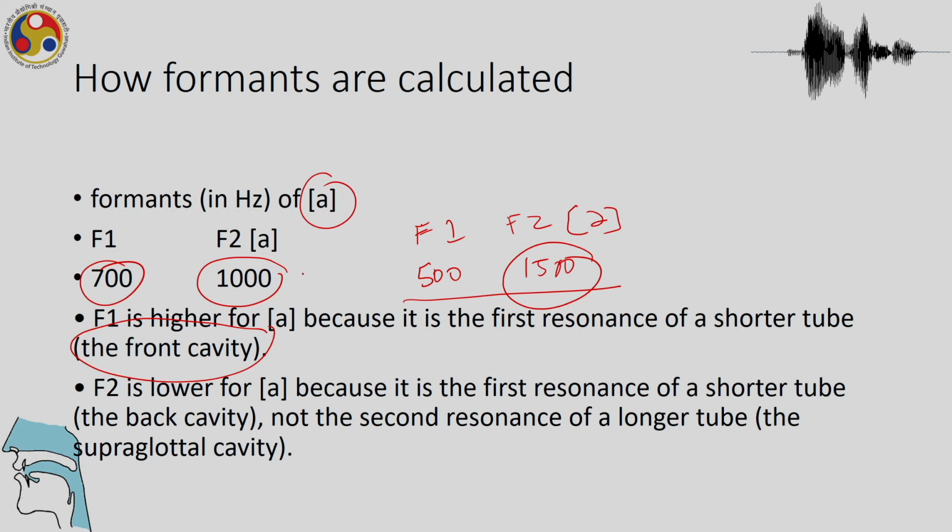But suppose we take into consideration a vowel like A. The formant frequencies of this vowel are going to be different because this is the first resonance of a shorter tube of the back cavity, and this is the front cavity. So two cavities are involved in the production of the vowel A, unlike the schwa. This is how a tube model predicts formant frequencies of different vowels based on the different tubes involved in the production of the vowels and their resonant frequencies.